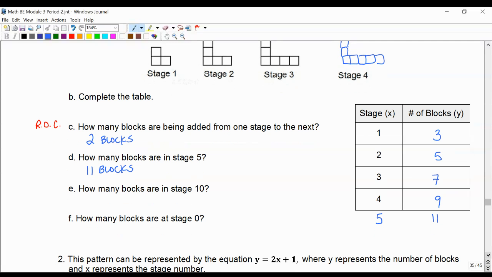at stage 0. We're going to add a 0 up here. We're going to think about what number this would need to be so that when it goes up by 2, we get to 3. This would need to be 1. 1 plus 2 is 3, so stage 0 has 1 block. And we're going to make a note here that this is what we called our y-intercept. These are the 2 most important parts of this lesson.